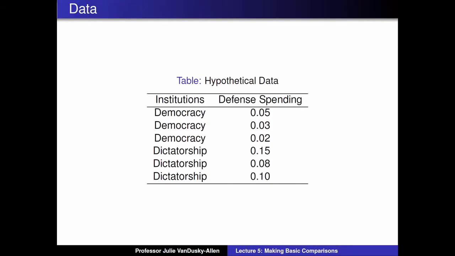Now let's say I wanted to determine if there really was a real-world relationship between institutions and defense spending. I could collect data on type of institutions in a country and how much that country spends on defense as a proportion of their GDP. Here is what a hypothetical data set of that type of data would look like.